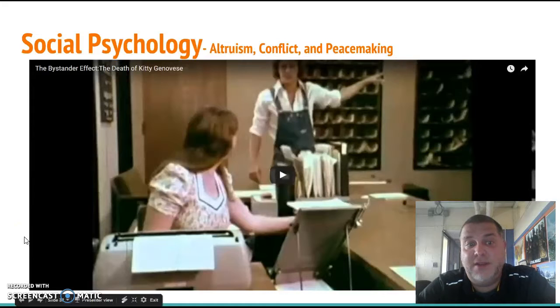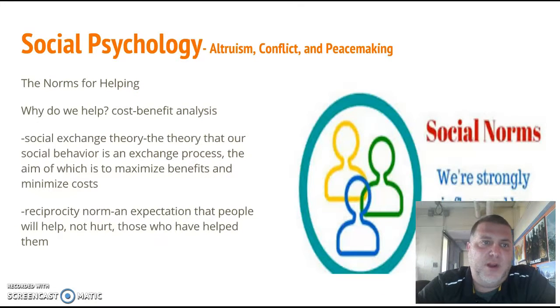There's a short video in case you'd like to watch it about the bystander effect. It's pretty interesting. The norms for helping: why do we help? Cost-benefit analysis. So we're going to try to figure out why we should help, and when we should help. Is it really worth helping, or are we just not going to get anything from it?